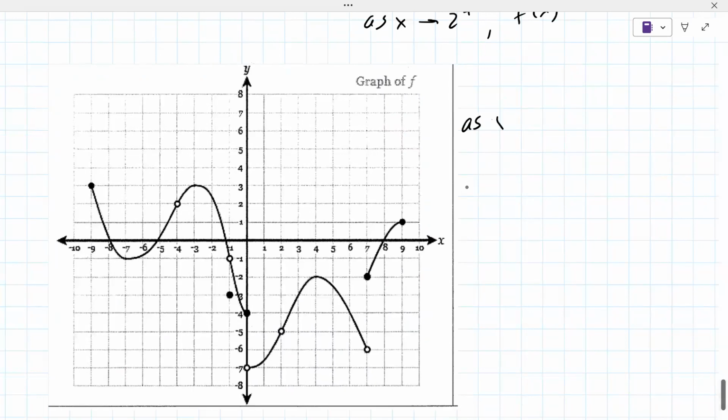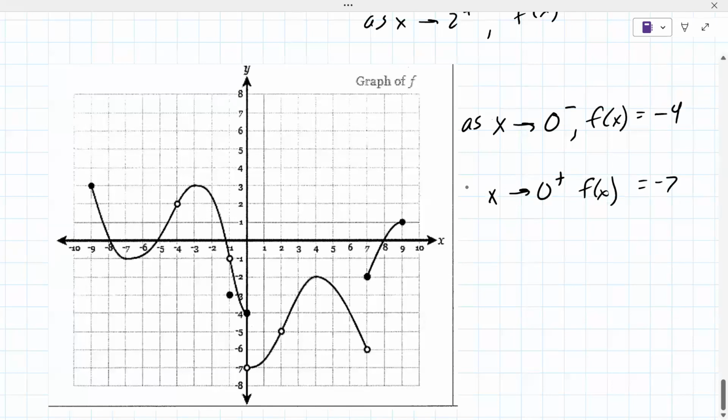Okay. As x approaches 0 from the left, what does f of x equal? -4. That is correct. How about as you approach 0 from the right? -7. That is correct. All right.